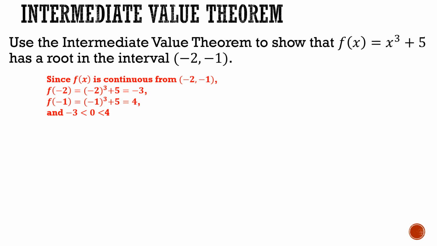Well, since this is the case, therefore, there must exist a c in -2 to -1 such that f of c equals 0. So even though I didn't find the root, I figured out that there had to be a root because my y values went from negative to positive, which meant there had to be a 0 in between there.